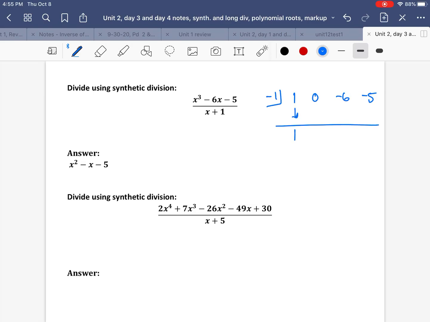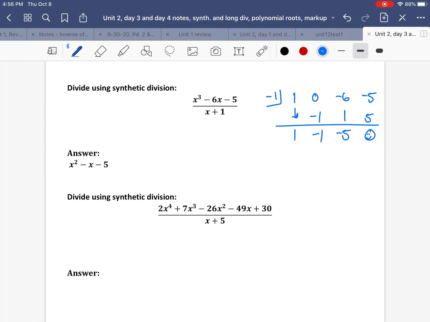1 comes down. 1 times -1 is -1. Add, I get -1. -1 times -1 is +1. Add that column, I get -5. And then -5 times -1 is 5. Add that column and I get a 0.